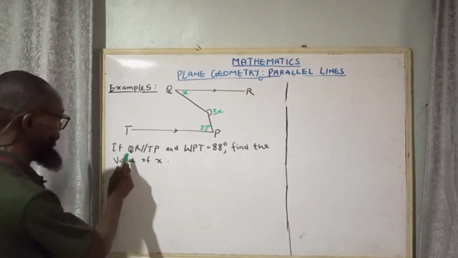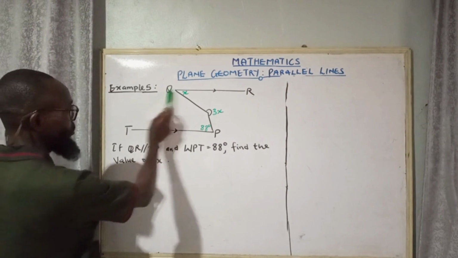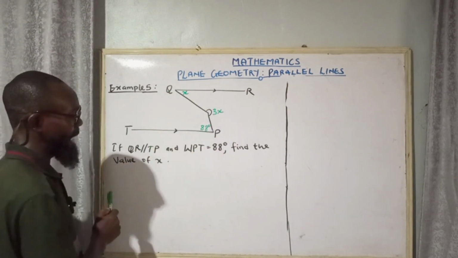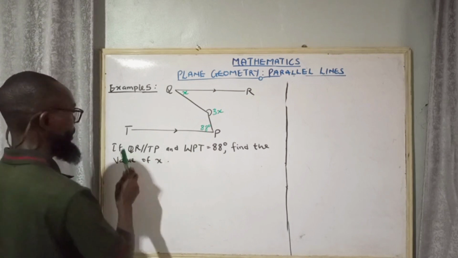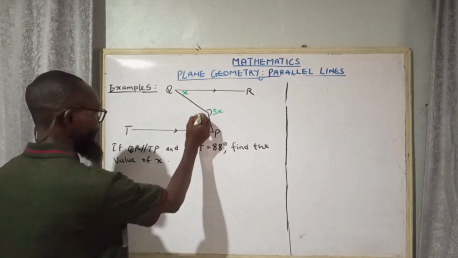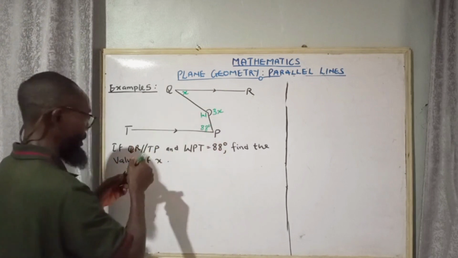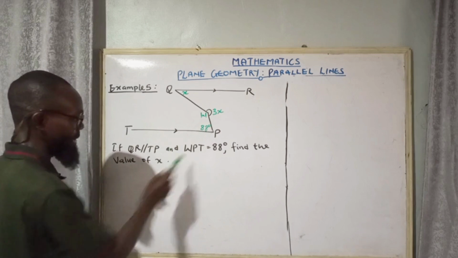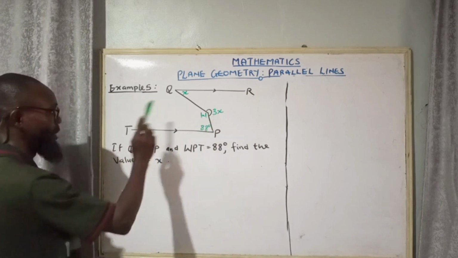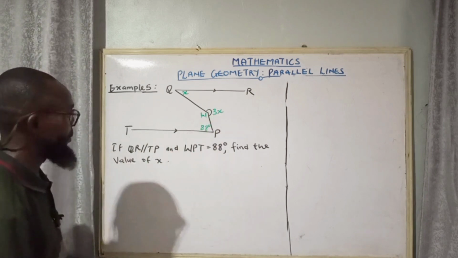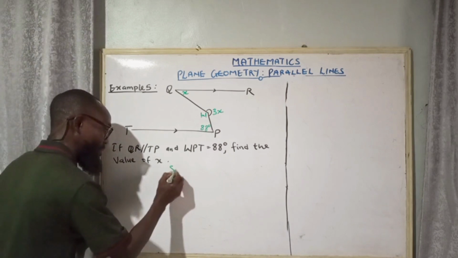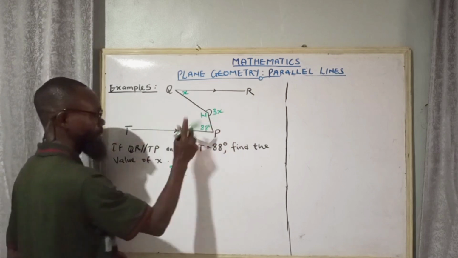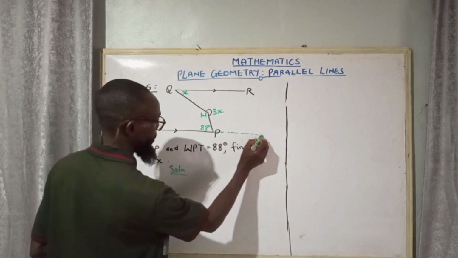Example 5. If line QR is parallel to line TP and WPT, so our W is here, this place, WPT is equal to 88 degrees, this angle here. Find the value of angle X. Now, looking at this, to find the value of angle X, this QR is parallel to TP. Let me reproduce this one here.